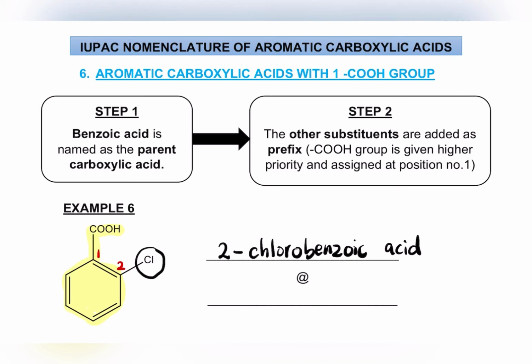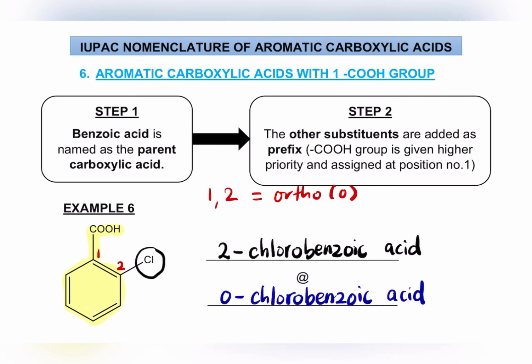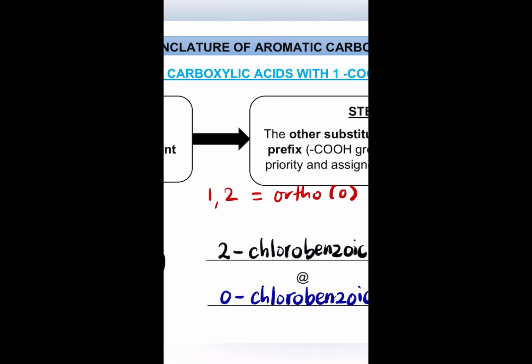And this example is just the same as case number 5 as before. If you want to give the ortho-meta-para system, you can also use that, because this is for di-substituted benzene. So you have position 1 and 2. This is just equal to ortho. So the full name can be ortho-chlorobenzoic acid. So this is the other name for example 6.